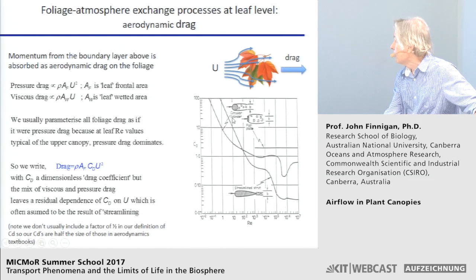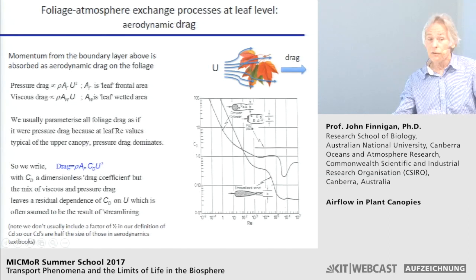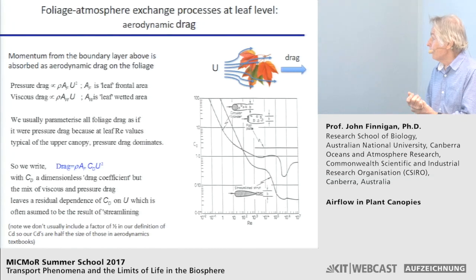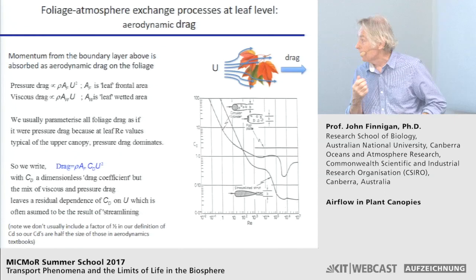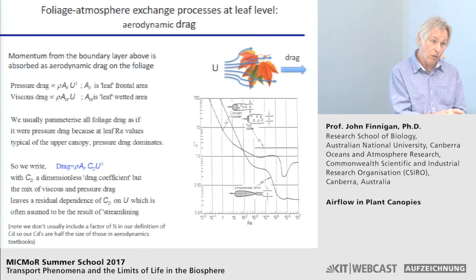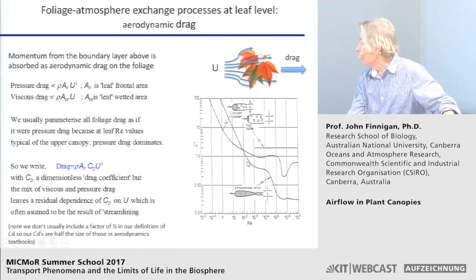If we look at a circular cylinder, for example, let me go back to this. If we parameterize all the foliage drag as if it was pressure drag for the reasons I just said, we can write that the drag is equal to the density times the frontal area times the universal drag coefficient times the square of the wind speed. And this universal drag coefficient, a dimensionless number, is usually assumed to be a function of the geometry. But because we've actually got a mixture of viscous and pressure drag, there's some residual dependence on the wind speed in the drag coefficient. So if the wind speed is low, then the drag coefficient, because we've made things dimensionless with the square of the wind speed, will appear to climb.